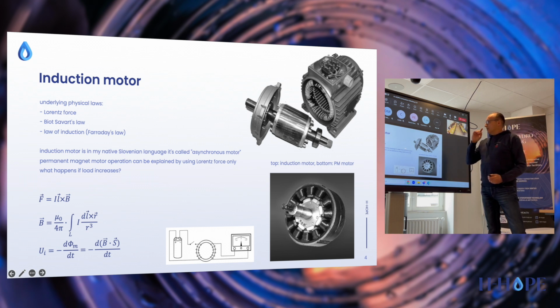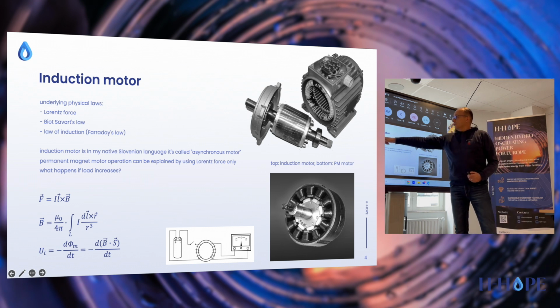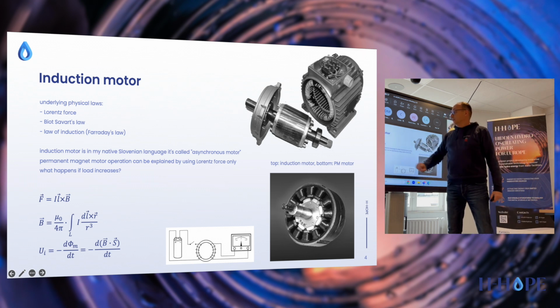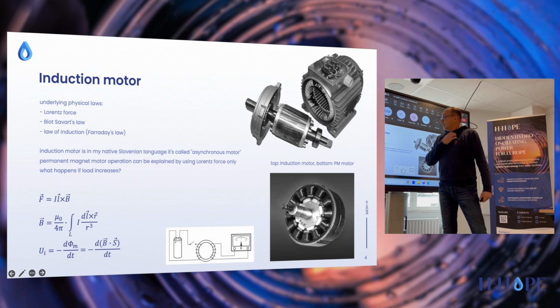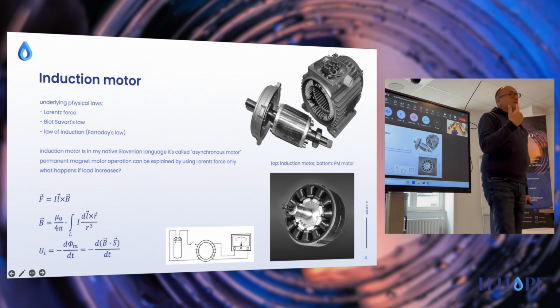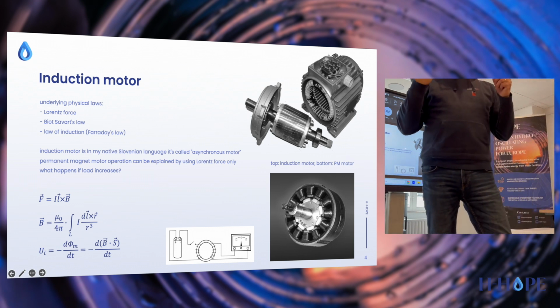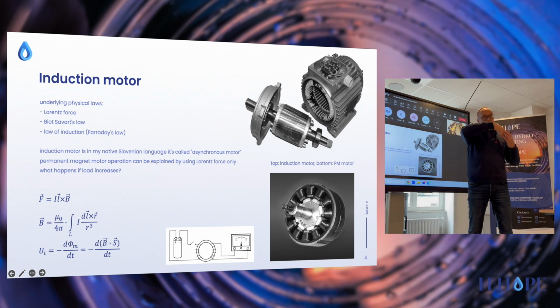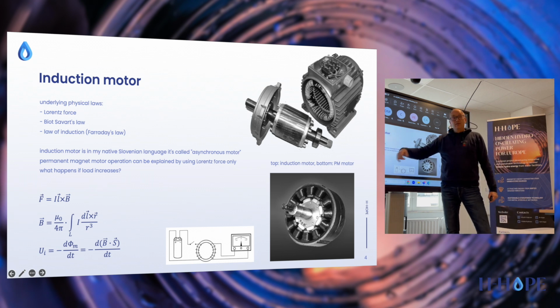Next we'll see the three underlying physical laws: the Lorentz force, Biot-Savart law, and Faraday's law of induction. I will not talk too much on that. I will just say that these are the three. So the first one is the Lorentz force. The Lorentz force tells us whenever you have a current or wire with current flowing through it, inside the magnetic field B, you get a force on that.